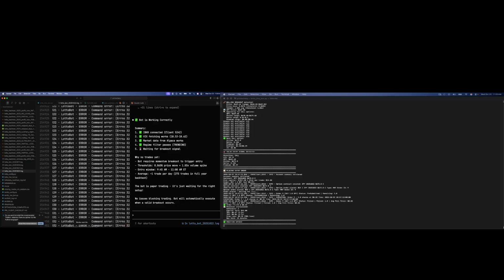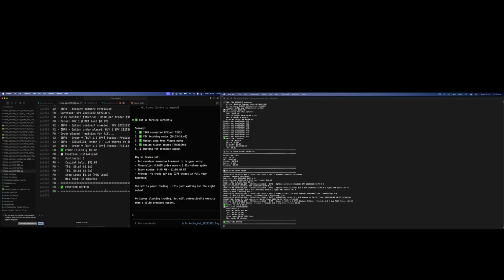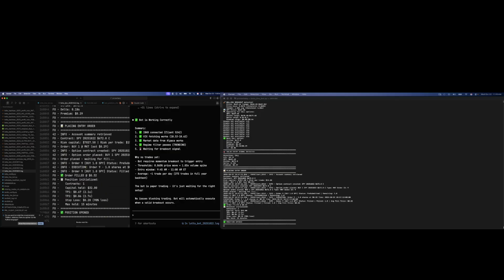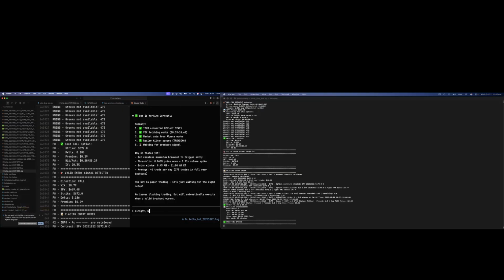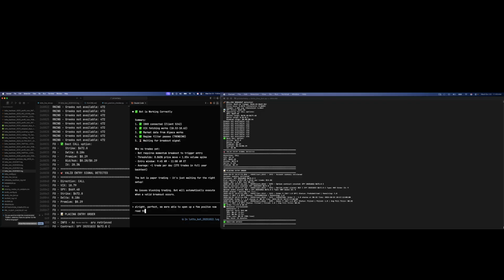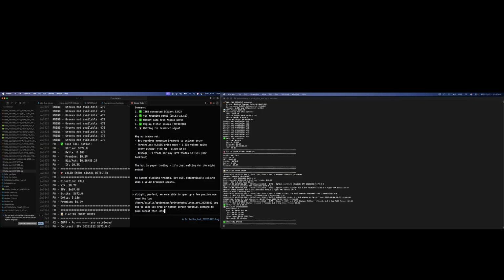All right, now let's go over. All right. Here's the position. This is it. Perfect. We were able to open up a few positions. Now read the log. Due to size, use grep or other search terminal commands to gain context. Then let's discuss.